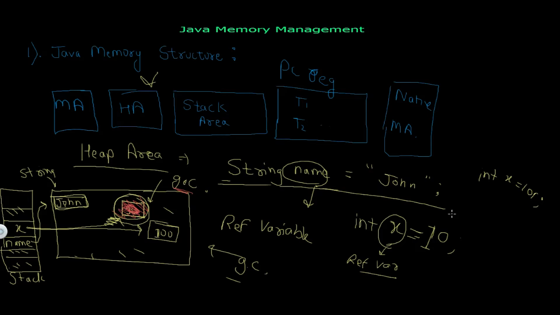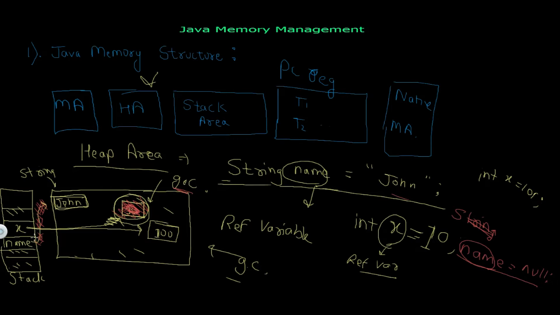If you do string, or not string, sorry, if you say name is equal to null, let's just say the name used to store John first. Now you have assigned this, and say that I want the name variable to point to nothing. So this will erase this pointer. Java does not have pointers, I'm just using it as a layman term. So this name will now point to nothing.